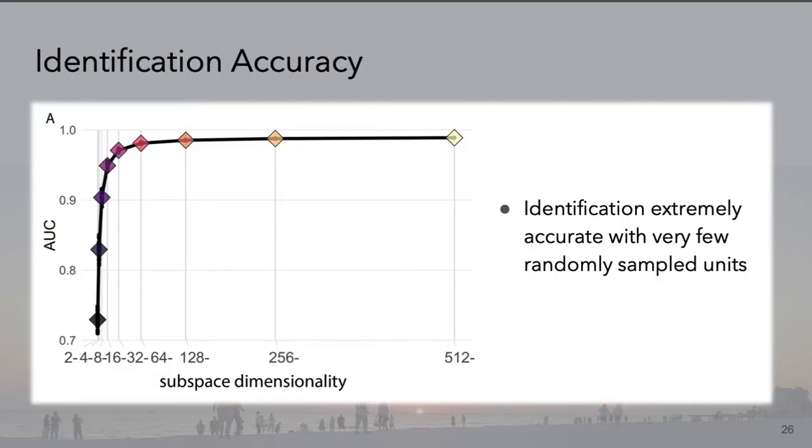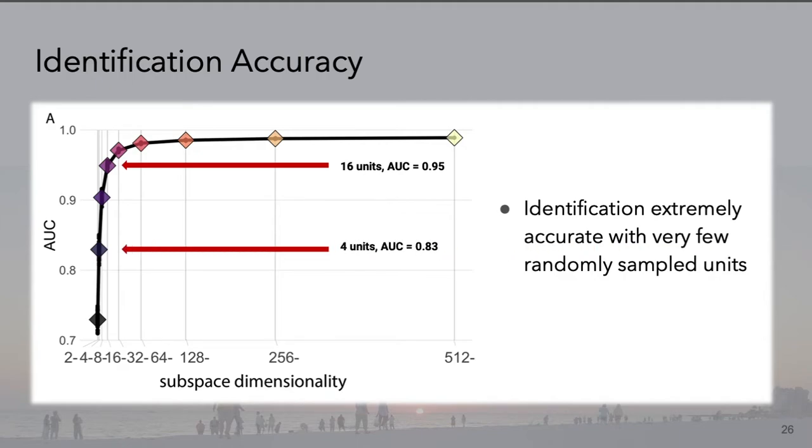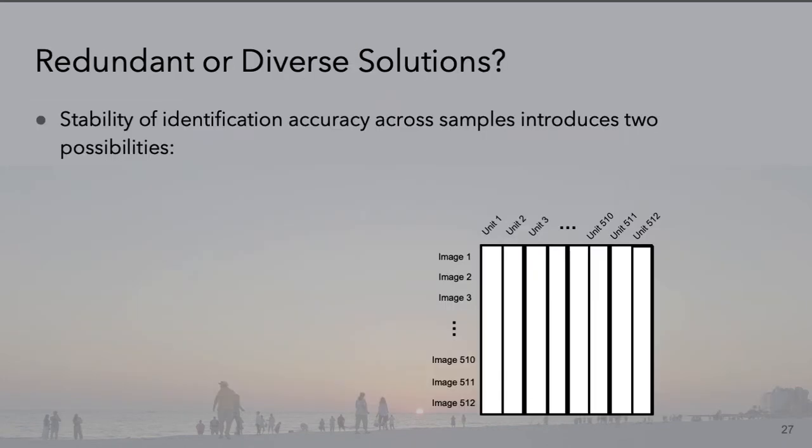Using the unit sampling procedure just described, we get this result. Sample size is plotted along the x-axis, and identification accuracy is plotted along the y-axis. Using all 512 units as noted, identification accuracy is nearly perfect. Sampling down to only 16 units still yields near-peak identification. In fact, accuracy is still high with as few as 4 units and still well above chance with only 2 units. So the fact that faces can be accurately identified with so few units and that the units can be selected at random introduces two possibilities.